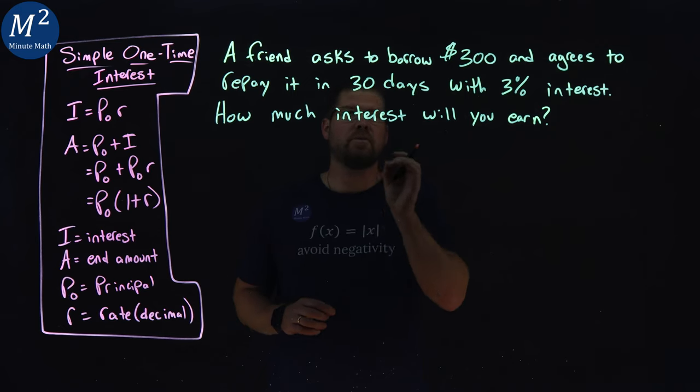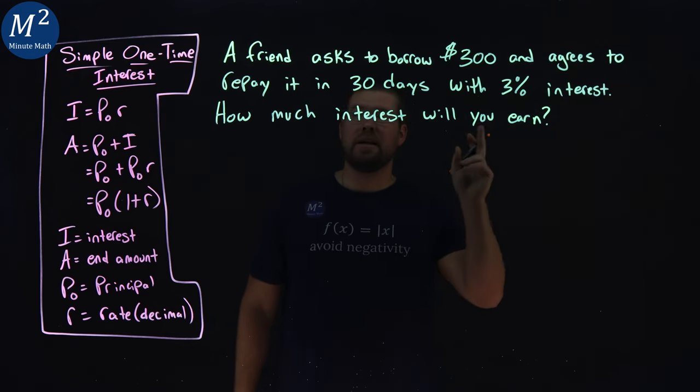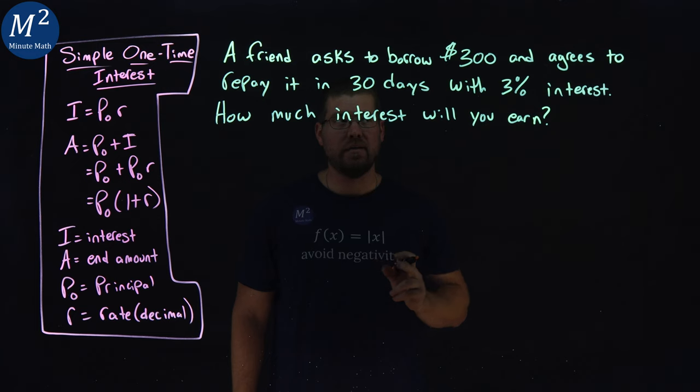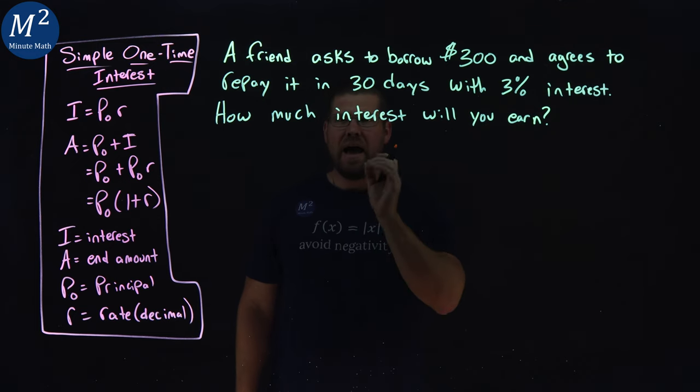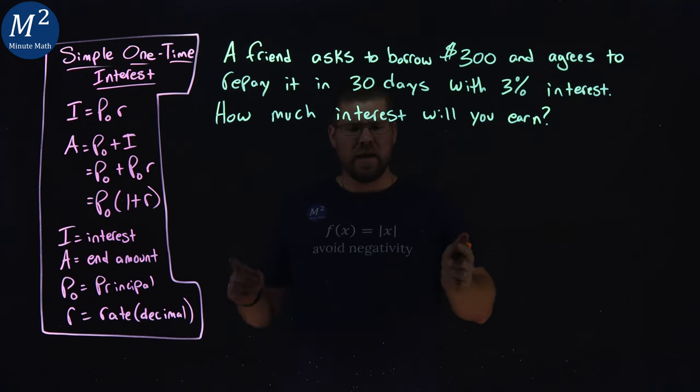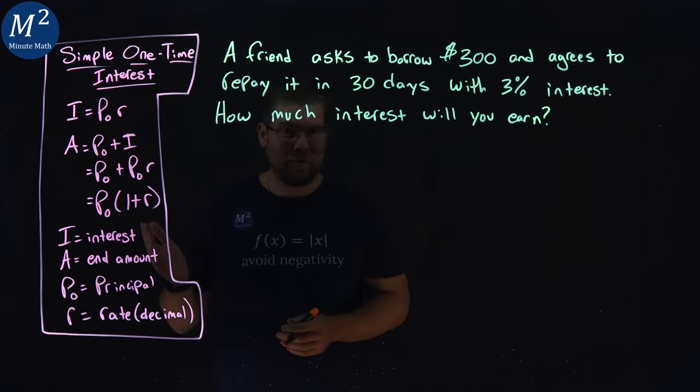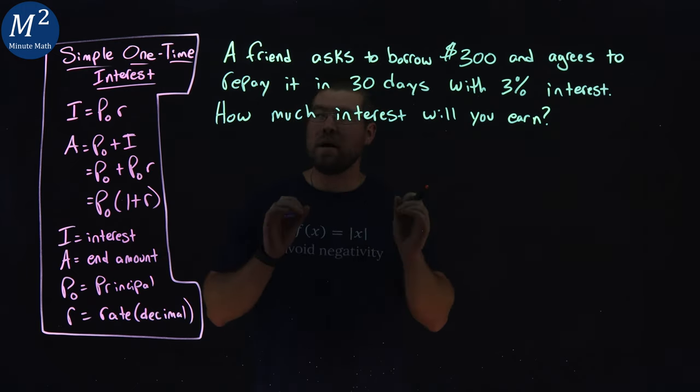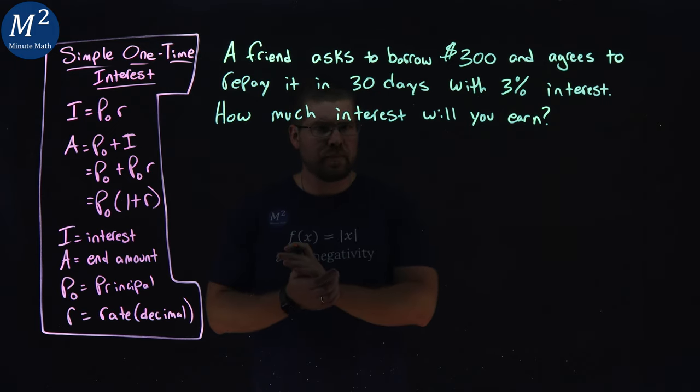A friend asks to borrow $300 and agrees to repay it in 30 days with 3% interest. How much interest will you earn? Let's learn. As you can tell from our formula here, this is a simple one-time interest problem.